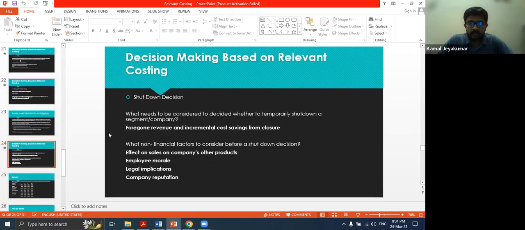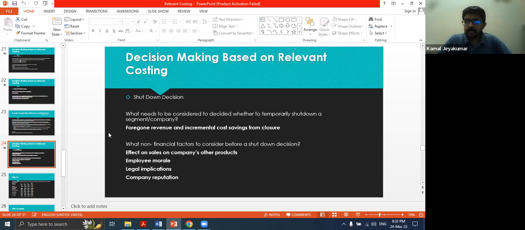The shutdown decision is the last question that we discussed. The decision that you make is based on foregone revenue and incremental cost savings from the closure, right? Whether you can save whatever cost can be saved against the revenue that you lose. So if the department is currently making higher revenue than your relevant costs, then it's better to keep it, right? But there may be some non-financial factors again to consider, like employee morale.